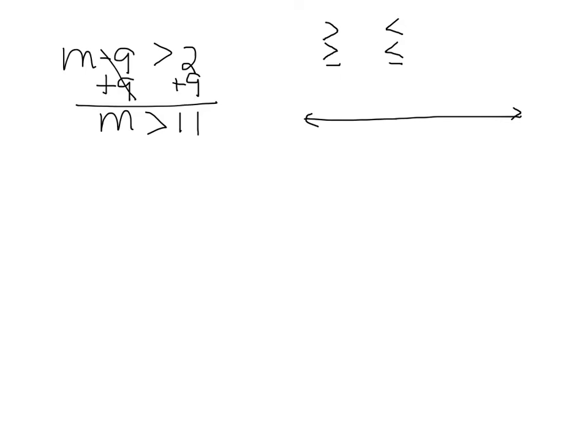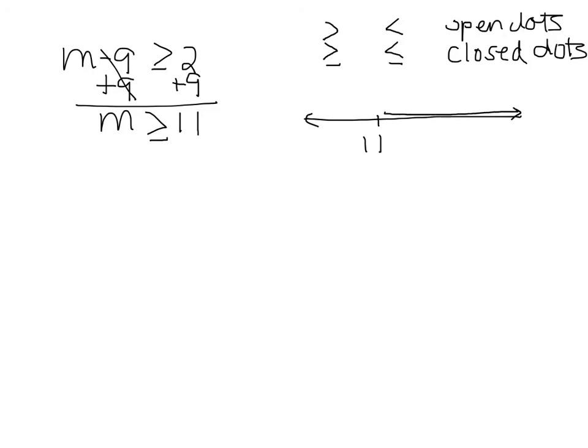These two signs without the "or equal to" are open dots. These are closed because if it's greater than, actually let's make this greater than or equal to. M is greater than or equal to 11. Closed dots, because let's take this example. If this is 11, we know it's all of the numbers that are greater than 11. But it can also be 11. So 11 needs to be included.